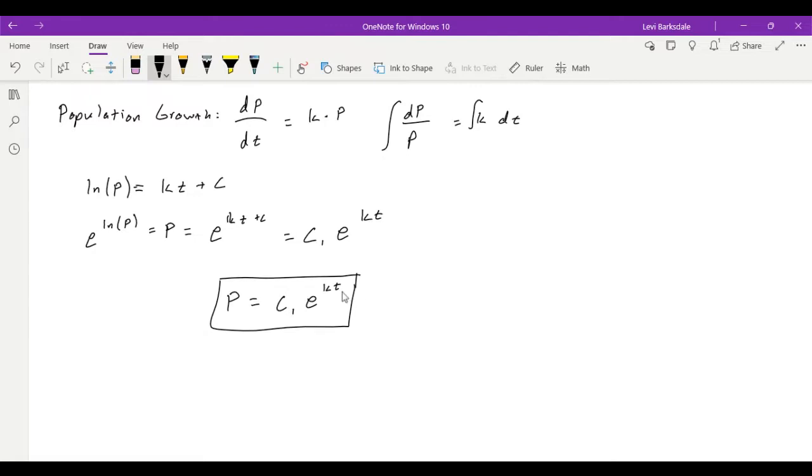But the main takeaway here is that our differential equation is often easier to write than this final answer. It's often easier to come up with an expression for the rate of something rather than just a closed form expression for the population at any given time.